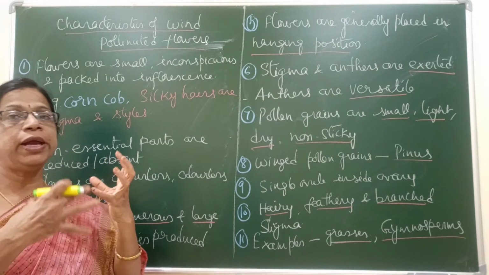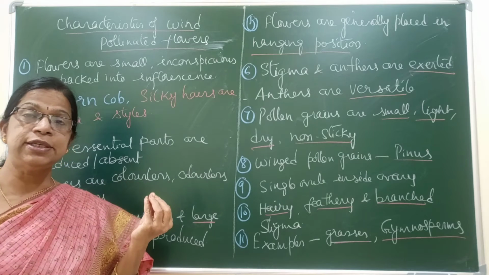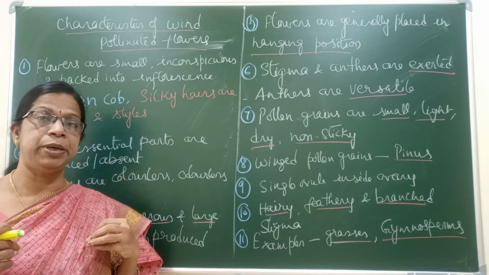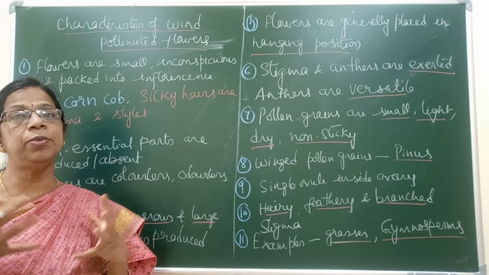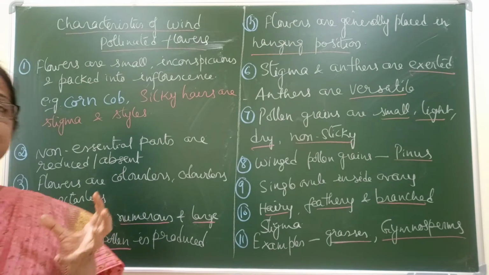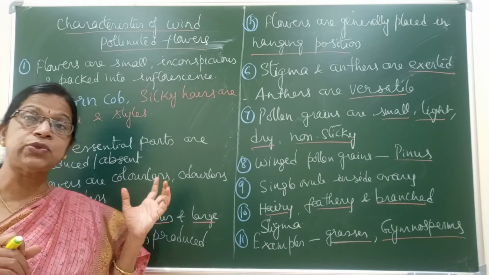In corn cob, we find silky brown hair-like structures coming out. Those are the elongated styles and also filaments. Stigma, styles and filaments are elongated. So those form the silky hair which is retained along with the fruit also.